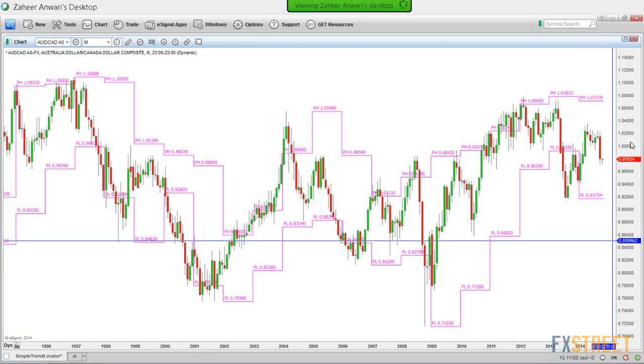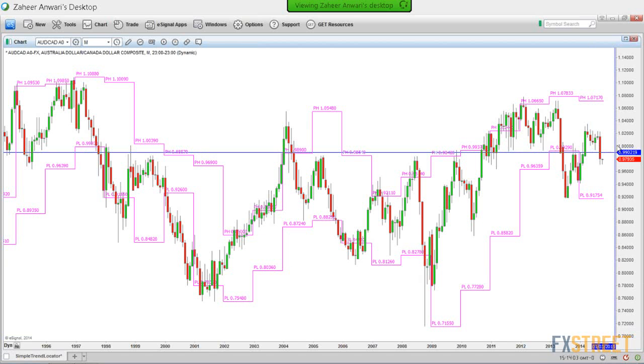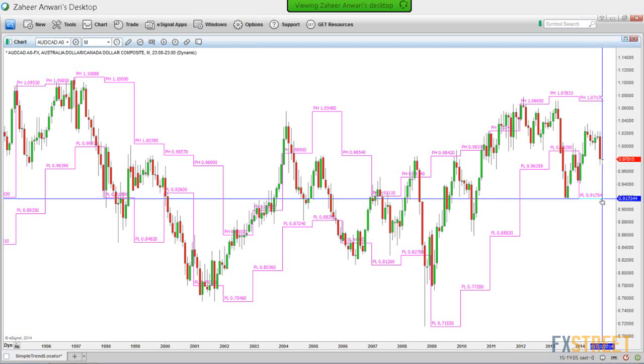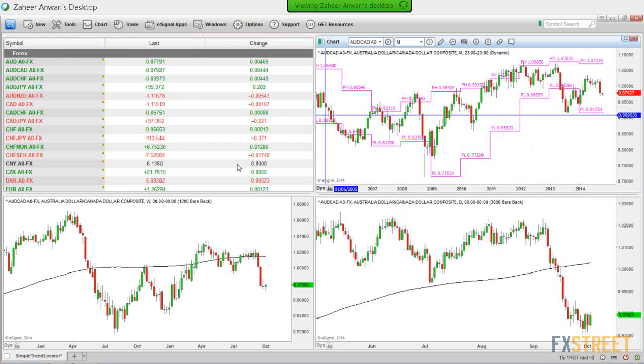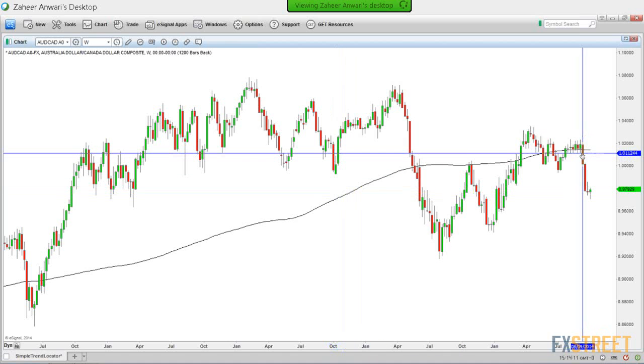We are also below the major figure of 1. So this is looking quite interesting. What we're looking for is further weakness. If we go to the weekly, we're below the weekly 200 moving average.